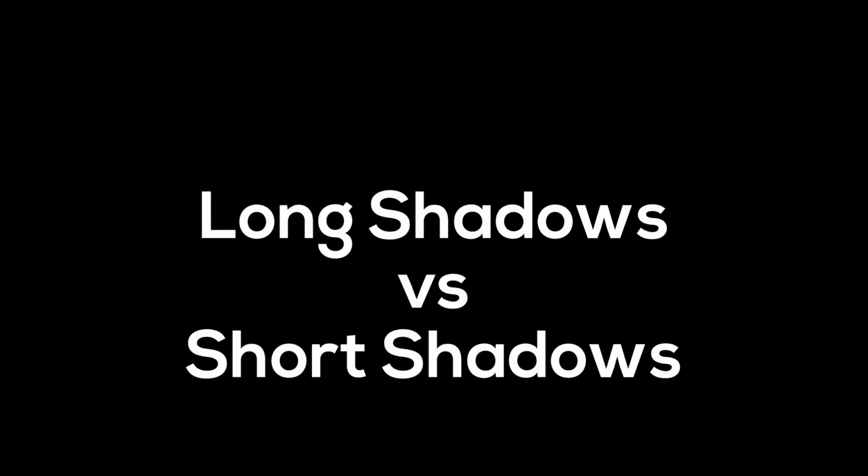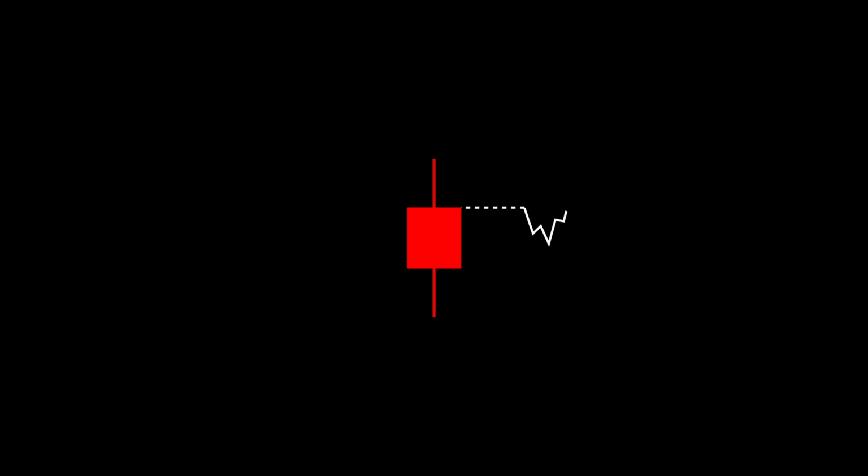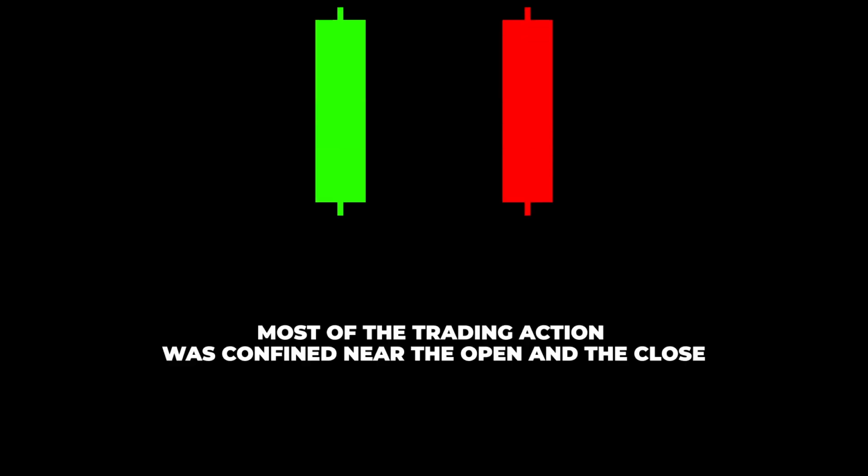Long versus short shadows. The upper and the lower shadows on the candlesticks can provide valuable information about the trading session. This is why I always tell you to pay attention to the shape of the candlestick. Upper shadows represent the session high and lower shadows the session low. Candlesticks with short shadows indicate that most of the trading action was confined near the open and the close.